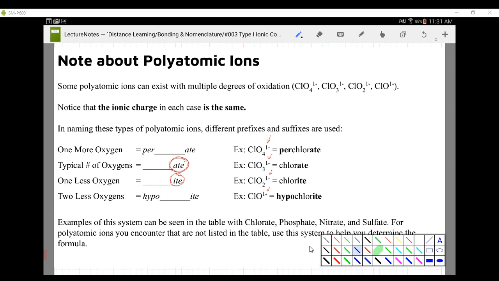So wherever the ATE ending is, 1 less oxygen would be ITE, and 2 less oxygens becomes the prefix hypo, then the stem, and then the suffix ITE. So in this case, we have chlorate, chlorite, and hypochlorite. If you have an extra oxygen, you would have per as a prefix, and then the stem, and then ATE is the ending. In this case, perchlorate.